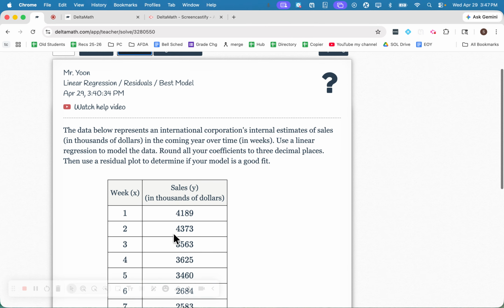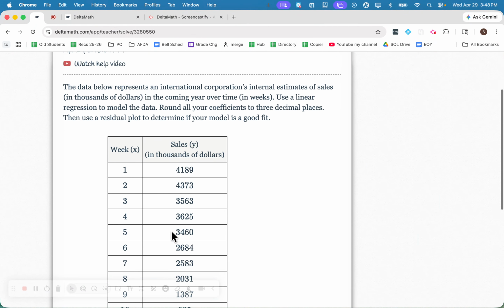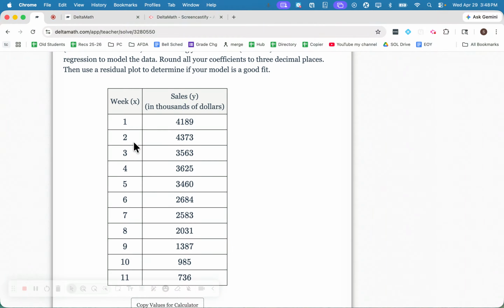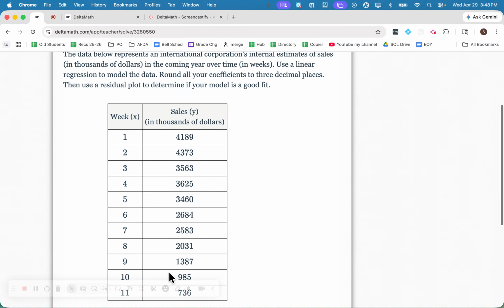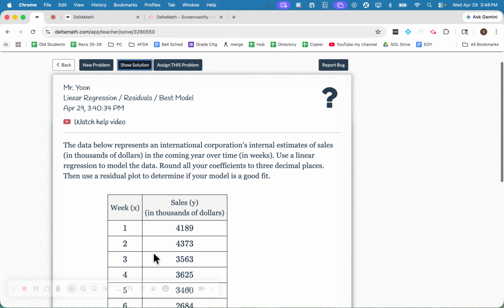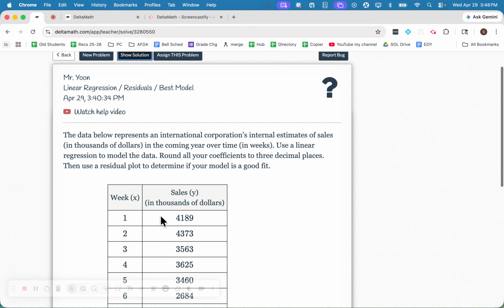This might be a straight line down. Look at how the sales just get worse and worse. Week one was pretty good. By week 8 it's like half of that amount. Week 11, okay. So they want you to use a linear regression to model the data. That means see if there's a line that fits these XY points pretty well. Round your coefficients to decimal places. So you've done this before.